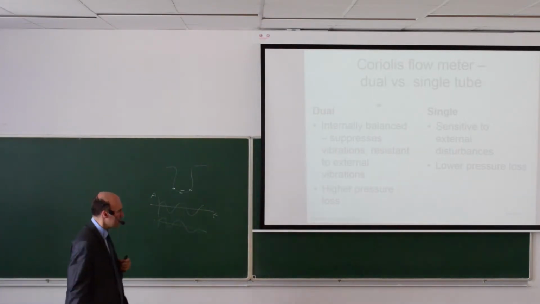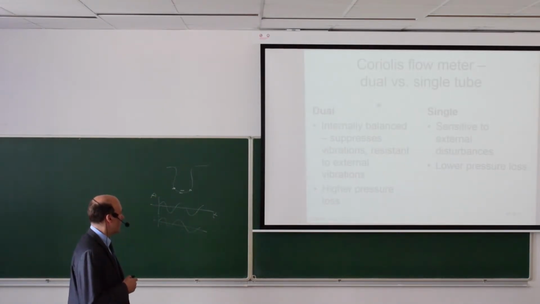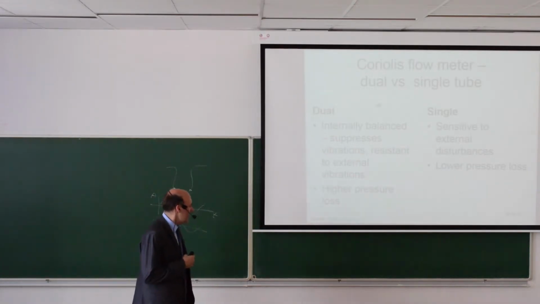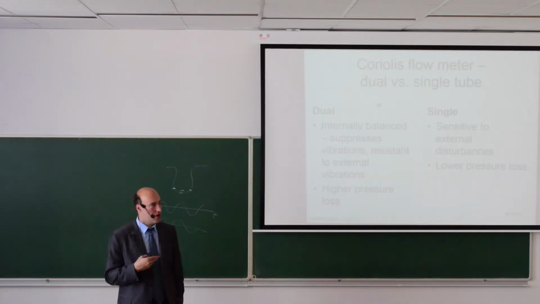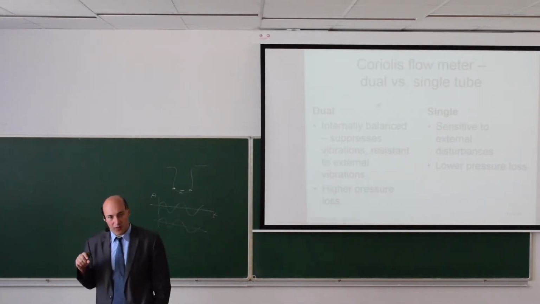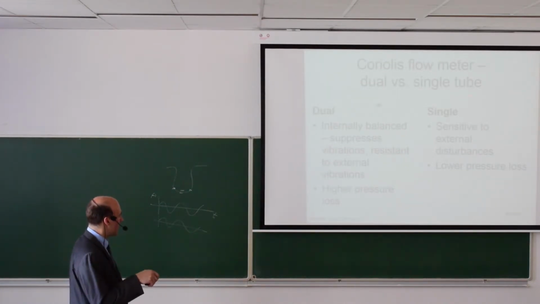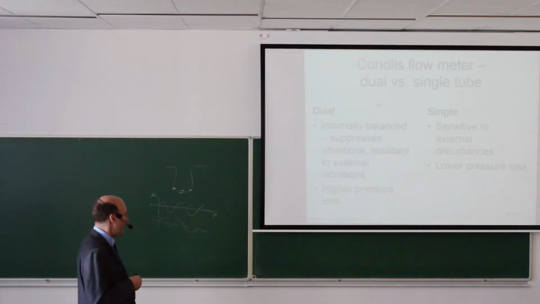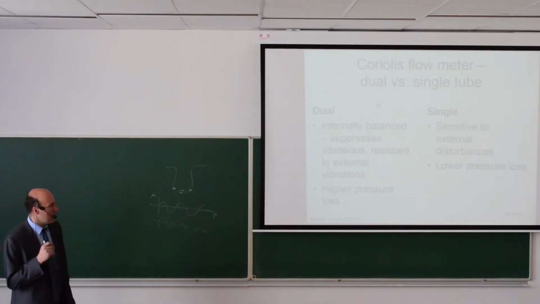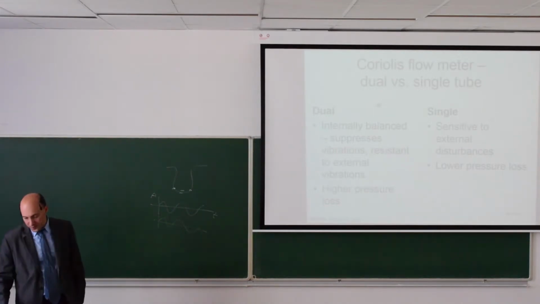So what are the advantages of a dual or a single tube Coriolis flow meter? The dual flow meter is internally balanced, so it allows you to suppress external vibrations. It may have larger pressure loss since you are using two tubes, but with a smaller diameter at the end, so this will give you a little bit larger loss. On the other hand, the single tube version has higher sensitivity to external vibrations, external disturbances, but it's using a larger tube, so that this has a smaller pressure loss.